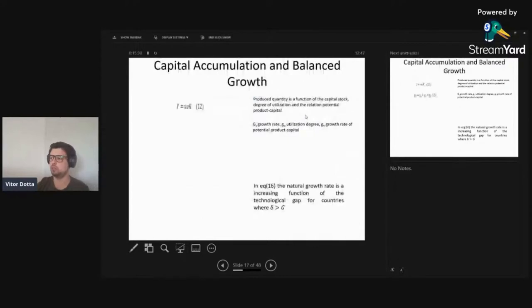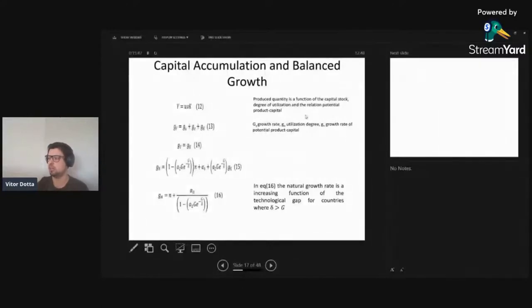The dynamics of capital accumulation and balanced growth in the model. The produced quantity of the economy depends on the capital stock, on the degree of utilization of the capital stock, and also on the product-capital ratio. GY in equation 13 is the rate of growth. GU is the normal utilization, the utilization degree. And GV is the growth rate of the potential product to capital.